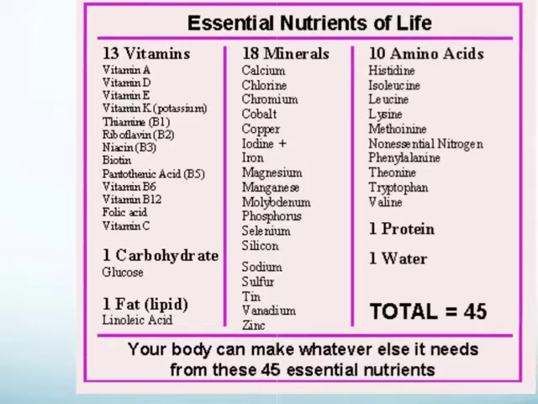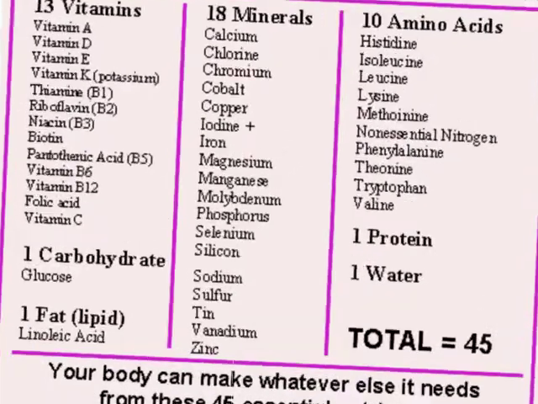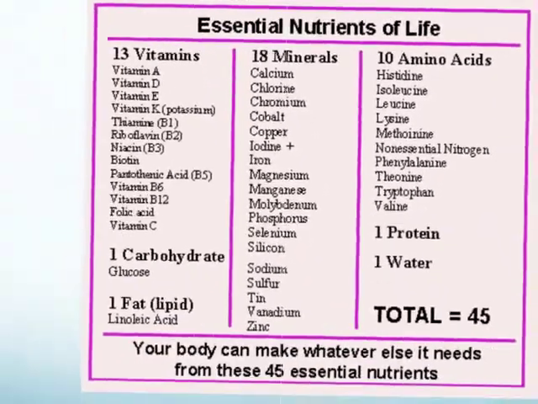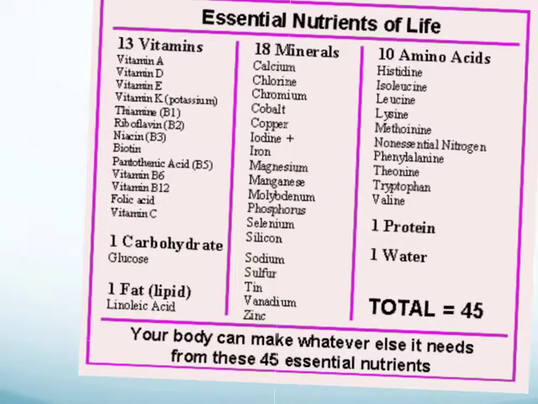Other things that are required, you need glucose. You need to be able to produce it or get it from somewhere else. There's one fat that is required, 18 minerals, and you can see those, and 10 amino acids. When you go to buy a protein drink, those are the key ones that you'll want to make sure are found in there. All the other ones can be produced.